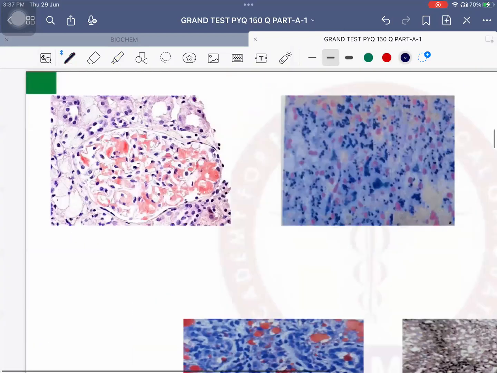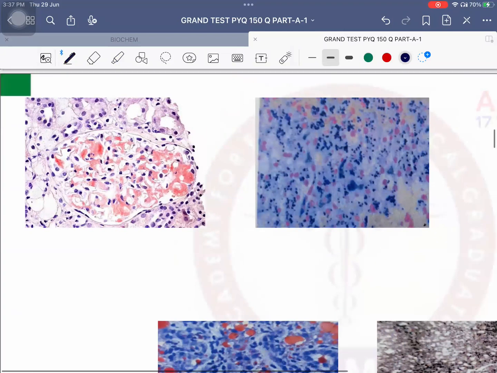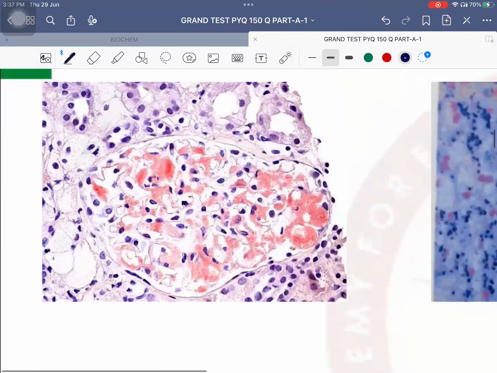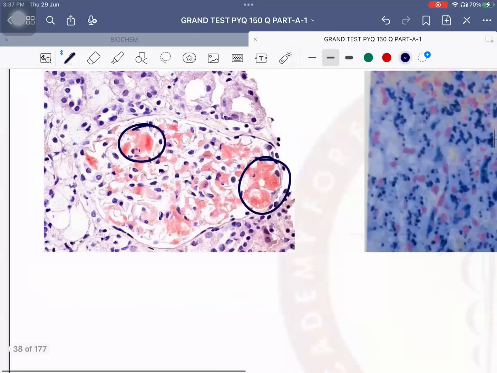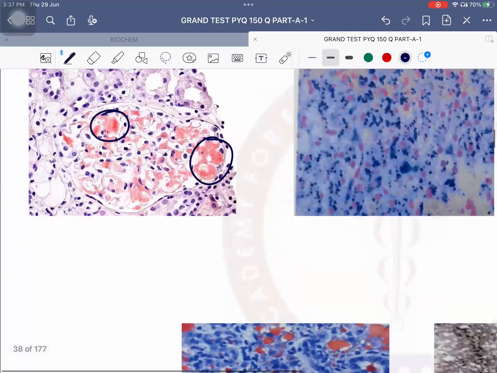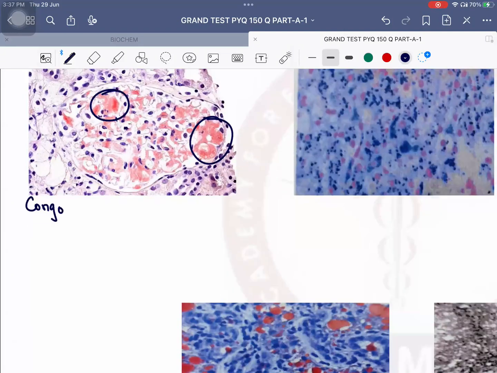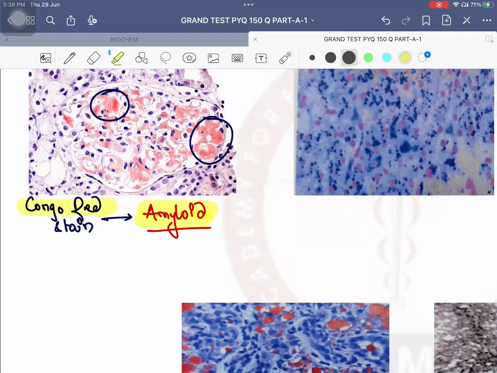Next is, what is this anybody? It is light microscopy, you can see a biopsy, it is a kidney biopsy. What are these pink color structures? Okay, I'll tell you the stain. The stain which is used over here is Congo red stain. And Congo red stain is used for amyloid. Very good. So this is nothing but amyloid deposition. The best stain used for amyloid is known as Congo red stain.